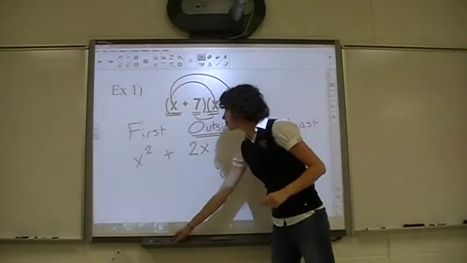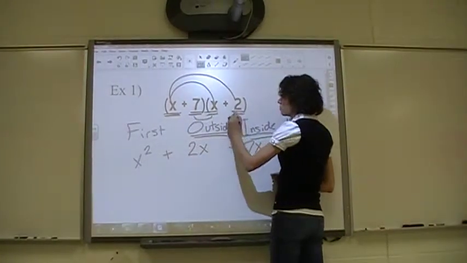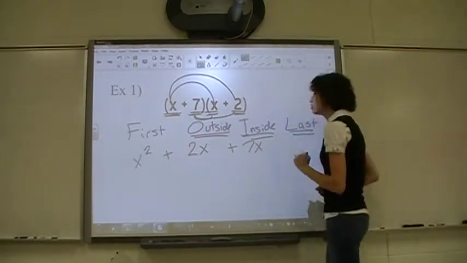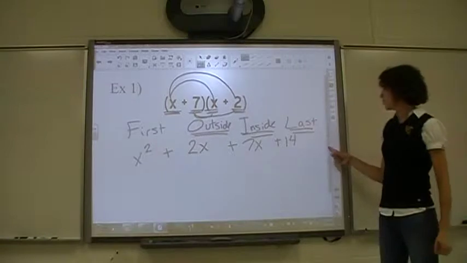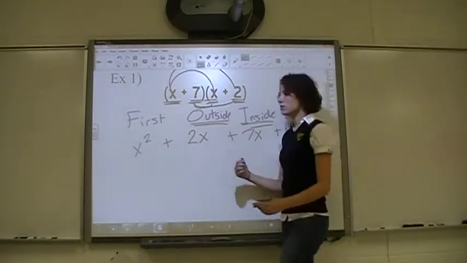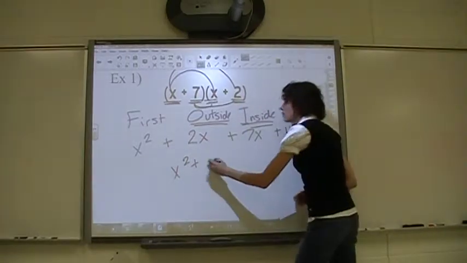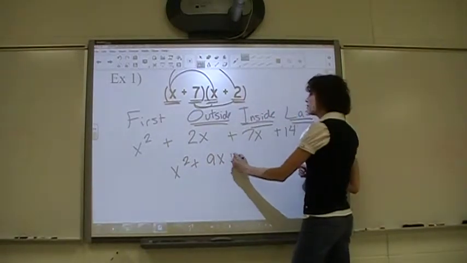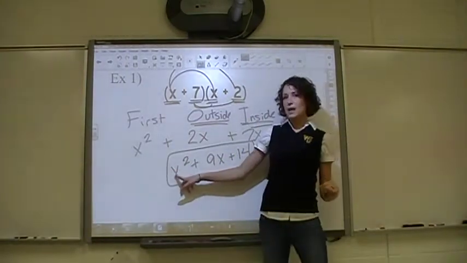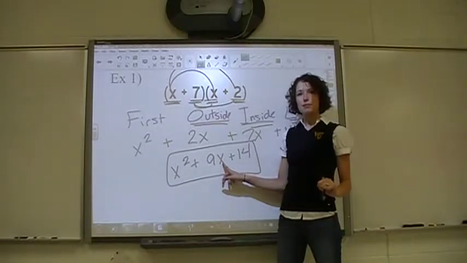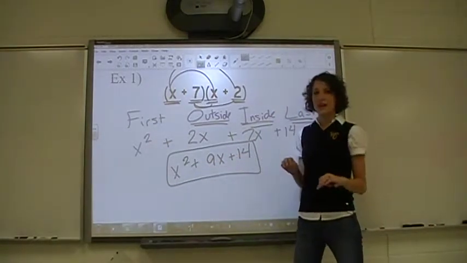And then last, for my last term, I'm going to pick the last ones in those parentheses, which would be 7 times 2, which would give me a plus 14. So all you need to do is combine your like terms, which are the middle terms. So you're going to have x squared plus 2x plus 7x gives me 9x, then plus 14. Now, this is my final answer because I cannot combine x squared and 9x together because they have different exponents, so they are unlike terms. This is my final answer.